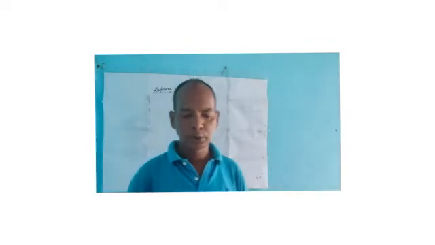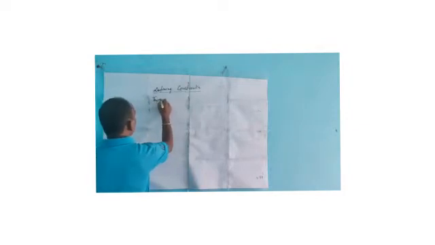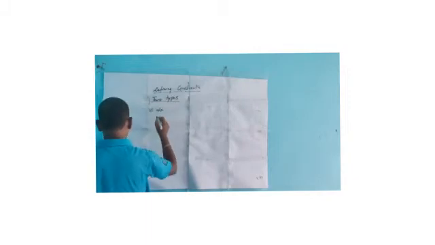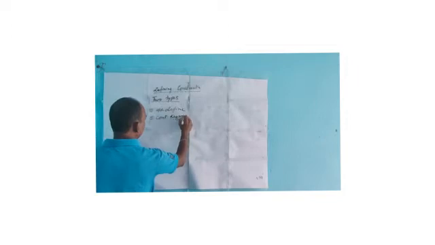See, there are two types of defining constant. One is by using preprocessor. Number one is #define. Number two is the const keyword. So there are two types of defining constants. One is #define, the other one is the const keyword. I will explain one by one.